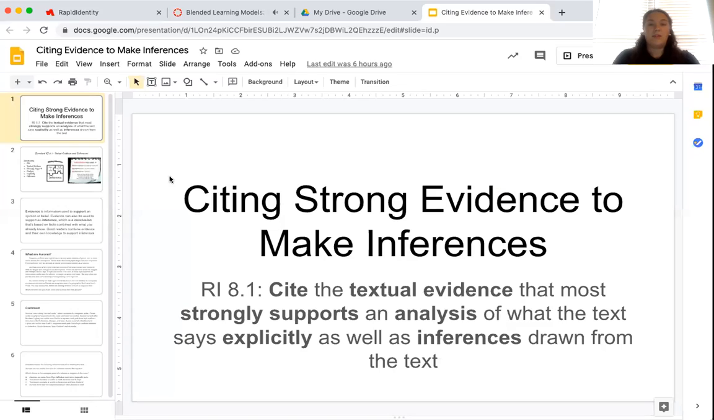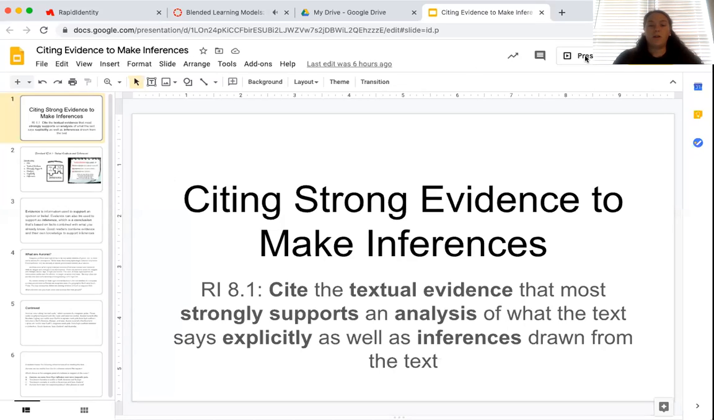That standard is new in the sense that we're talking now about informational text. Informational text is text that is nonfiction. It is real, full of information. We have previously talked about RL 8.1, which deals with our literary text, which is our fictional text. So the first part of the video is going to be a review of some of the vocab, and then I'm going to talk to you about how to find evidence that strongly supports an inference. So let me go ahead and share my screen and we will get started.